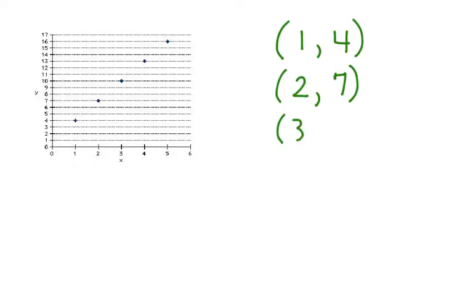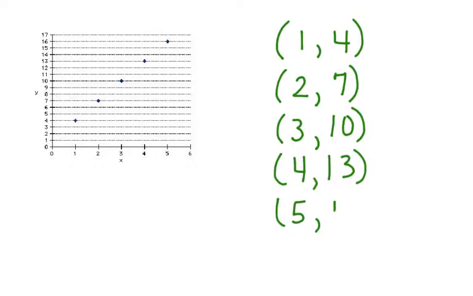To figure this out, let's write down the pattern of values. So in his first month, he ran 4 miles. In his second month, he ran 7 miles. In his third month, he ran 10 miles. In his fourth month, he ran 13 miles. In his fifth month, he ran 16 miles. And we want to know how many miles he could be predicted to run in his 6th month.